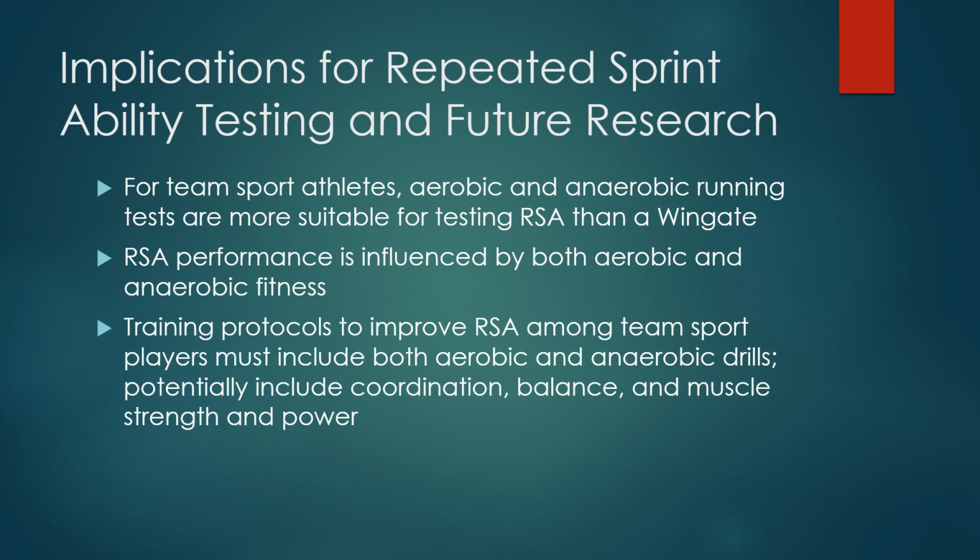And then finally, training protocols to improve RSA among team sport players must include both aerobic and anaerobic drills and potentially include coordination, balance, and muscle strength and power. That's related to the MASRT test that we mentioned. If you remember in the protocol slide, when we were discussing the details of each test, that did have a 180-degree turn during it. And so the authors recommended that including coordination, balance, strength, and power may also improve repeated sprint ability, because anaerobic drills that more closely mimic what you would do in a game or during your sport would be most appropriate.